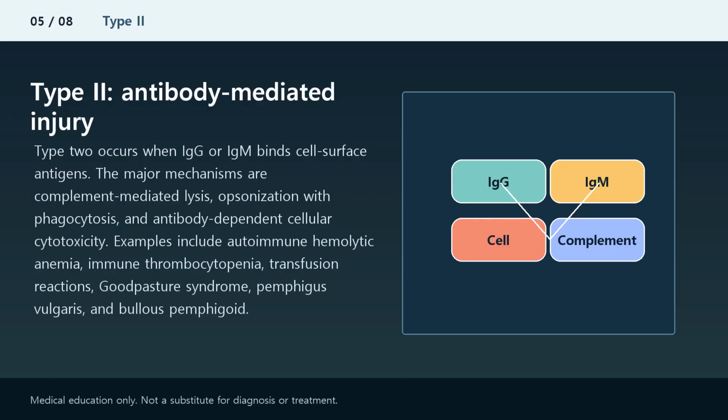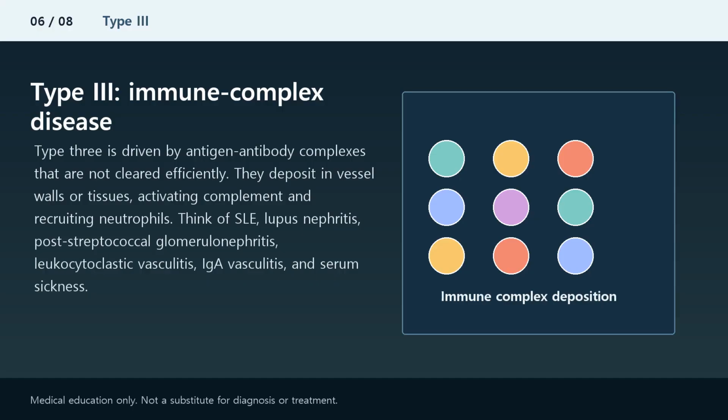Type 2 occurs when IgG or IgM binds cell surface antigens. The major mechanisms are complement-mediated lysis, opsonization with phagocytosis, and antibody-dependent cellular cytotoxicity. Examples include autoimmune hemolytic anemia, immune thrombocytopenia, transfusion reactions, Goodpasture syndrome, pemphigus vulgaris, and bullous pemphigoid.